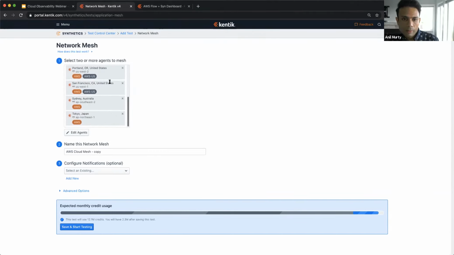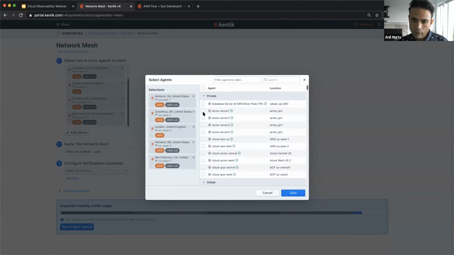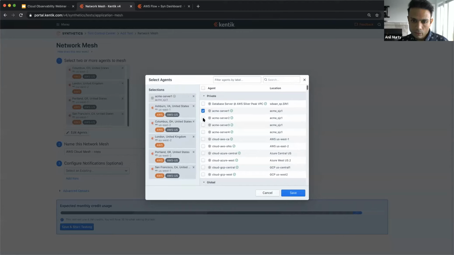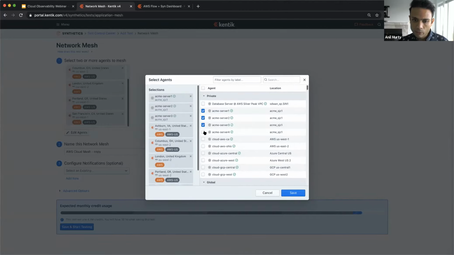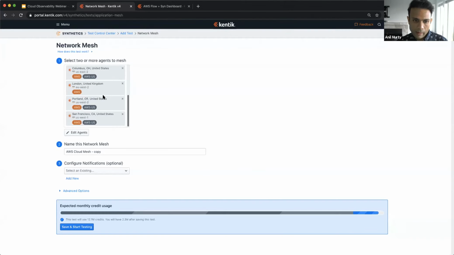So let's say I'm a customer that's in the US. And so I don't really care about testing to the AWS regions that are outside the US. And so I don't care about Tokyo, I don't care about Sydney, and I don't care about Paris. But what I do care about is my 3 or 4 data centers. So in this case, we have the Acme data center. So I'm going to go and pick those 4 locations, and I'm going to hit add to it.